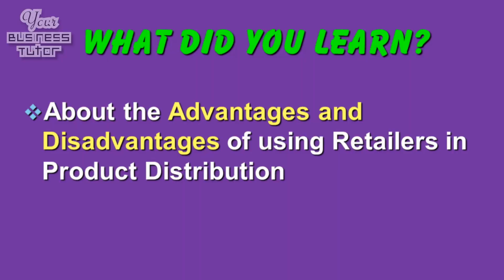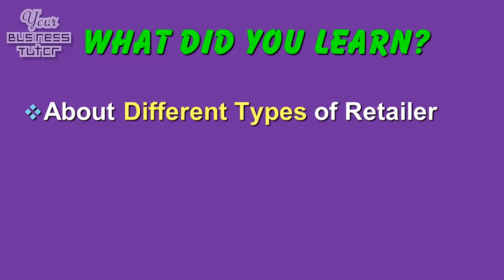Okay, so what did we learn in this presentation? Well, first of all, we found out what a retailer is. Then we went on to investigate the advantages and disadvantages of using retailers in product distribution. And then finally, we explored different types of retailer. Retailers play an important role in the distribution of products to customers.